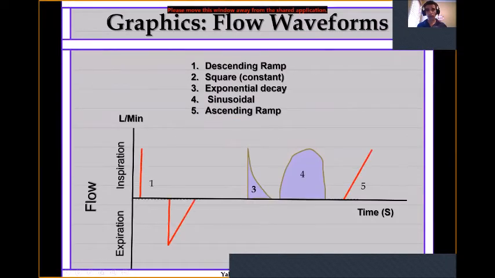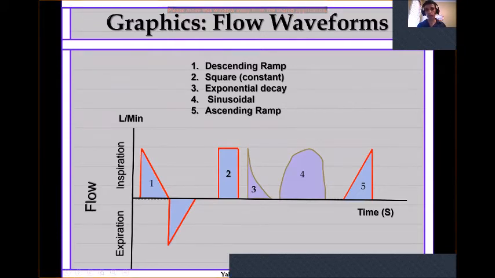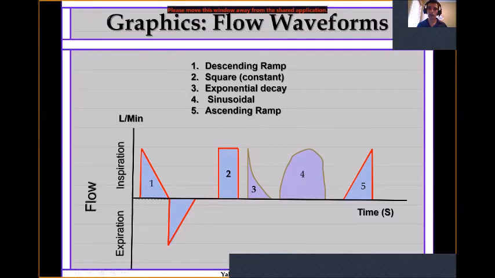The other graphic is the flow waveform, and the flow gives us different types. We have what we call the descending ramp, where the flow shoots up and goes slowly backward. Then we have the square shape, or what we call the exponential decay, and you have the sinusoidal, and you have the ascending ramp. So we have 5 shapes when we look at the flow, and each one has its own characteristic. We'll talk about it in detail when we talk about different types of ventilation.